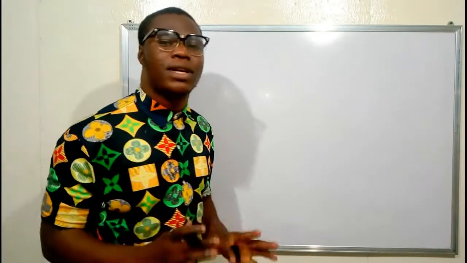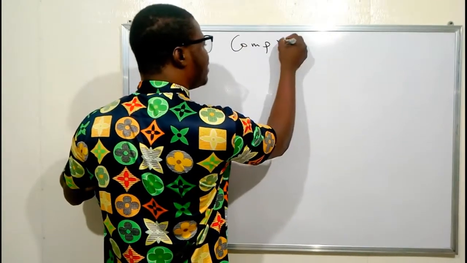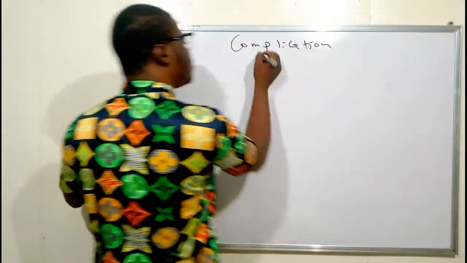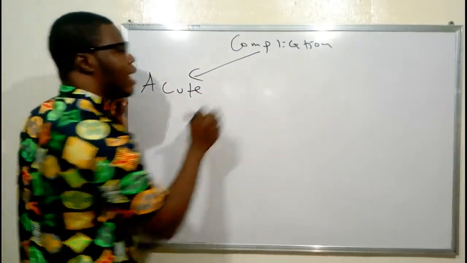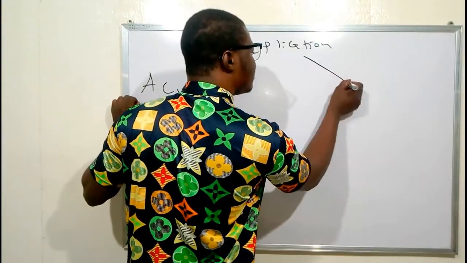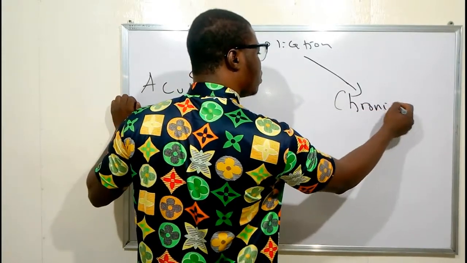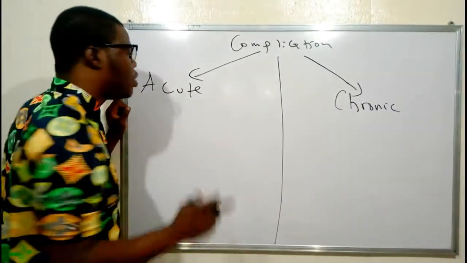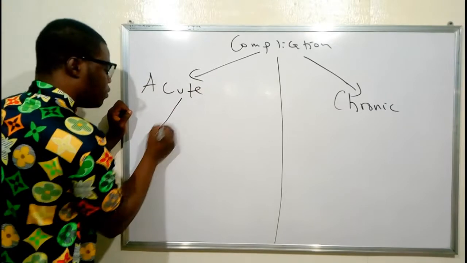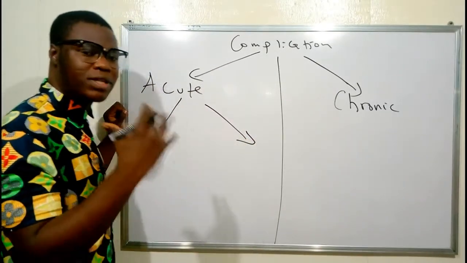Welcome back. So we said we are going to be talking about the complications of diabetes. The complications of diabetes are divided into two. The first one is called the acute complication, and the second one is called the chronic complication. For the acute complication, we have two, depending on the type of diabetes that the person is suffering from.